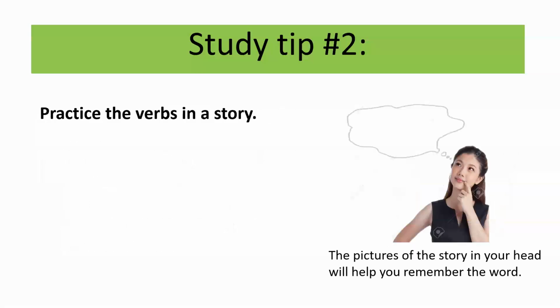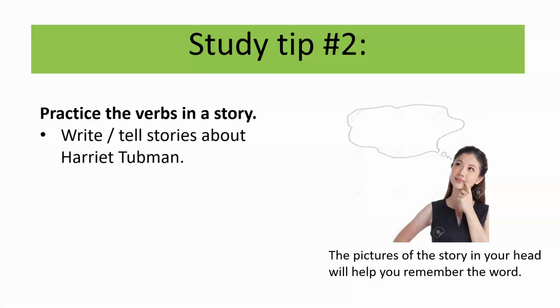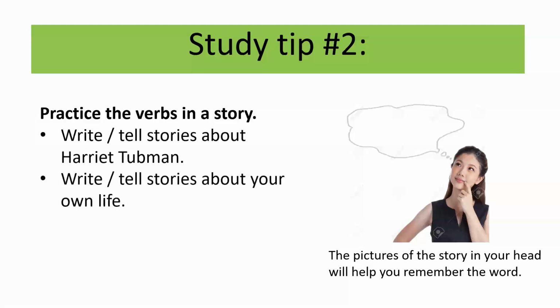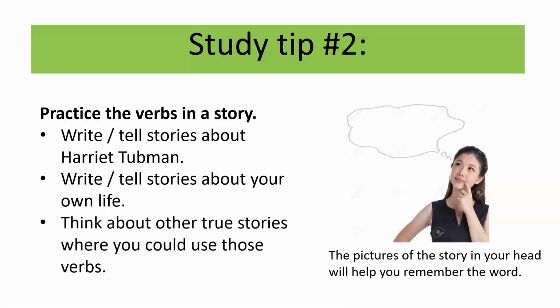Study tip number 2, practice those verbs in a story. So the pictures of the story in your head will help you remember that word, will help you remember the sounds if you can connect the sound to the picture. So write and tell stories about Harriet Tubman. Write and tell stories about your own life, your own experiences. And think about other stories where you could use those verbs that you are trying to memorize and practice. Okay, look for opportunities to use those verbs.